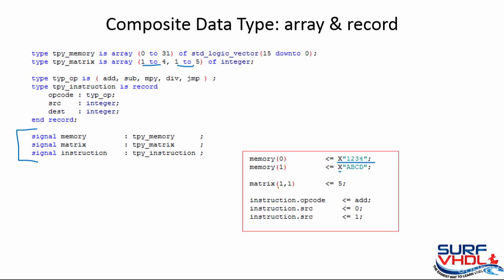Here there is the assignment to the location 0,0 of the 4-row 5-column matrix. And here there is the assignment of the opcode and source in the instruction. In order to assign a record field, you should use the dot syntax.